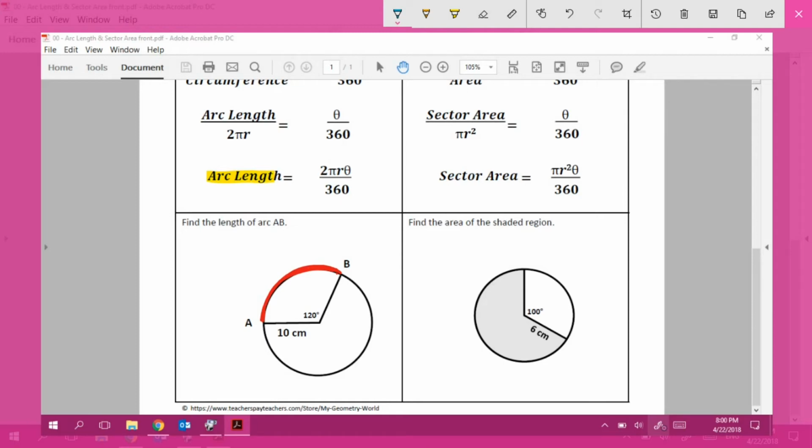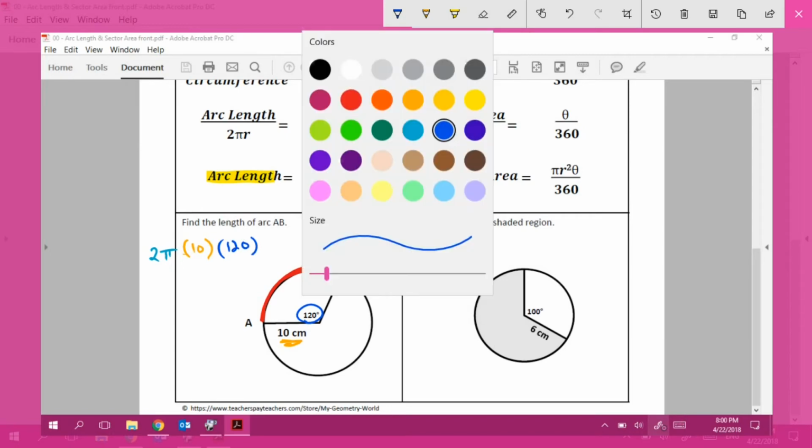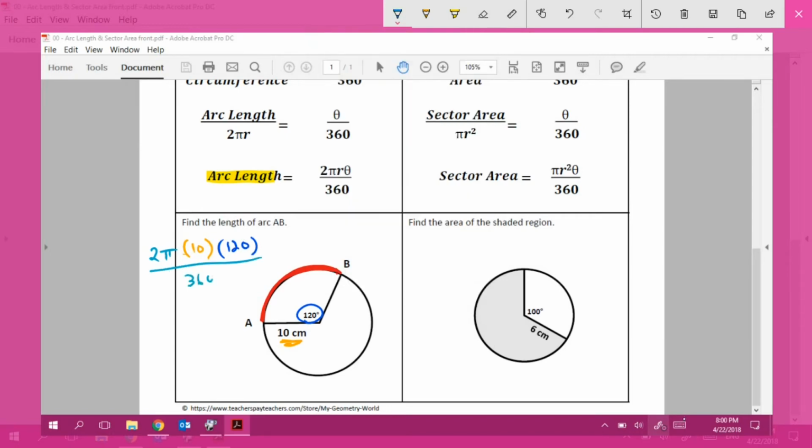So I'm going to plug in everything that I know. 2 pi, what is r here? R on this picture is 10. It's the radius. And then what is theta? Theta is the degrees, so the degrees right here is 120. And the rest of the formula says over 360. So I'm going to type 2 pi times 10 times 120 divided by 360, and that gives me about 20.9.